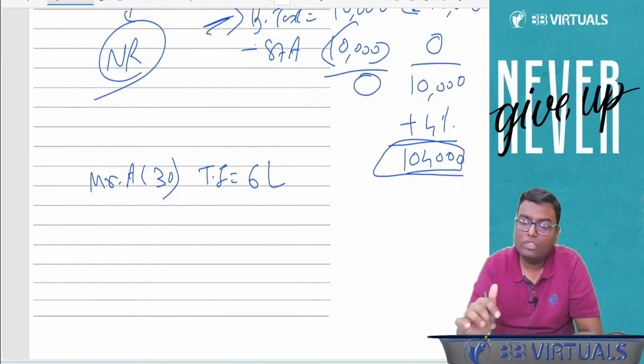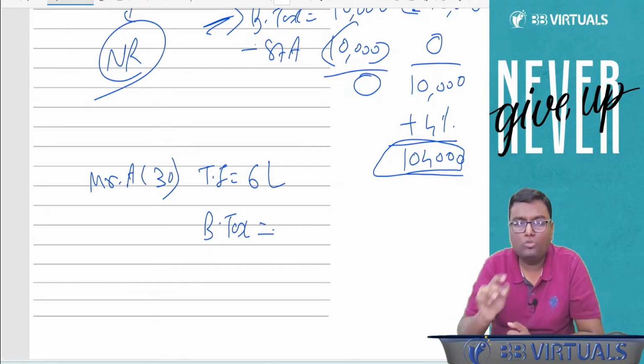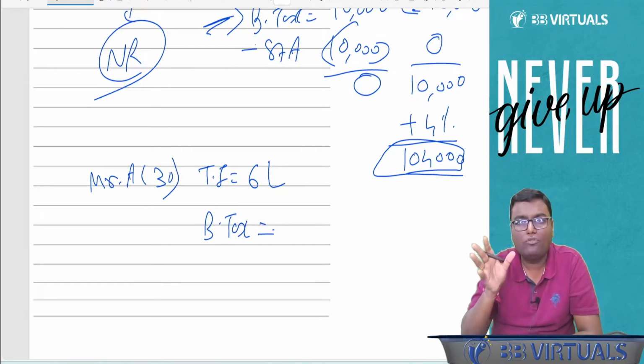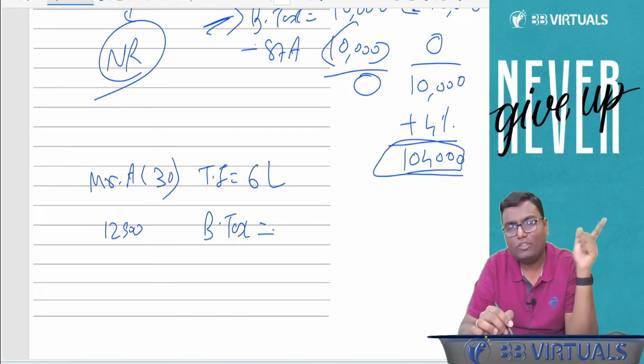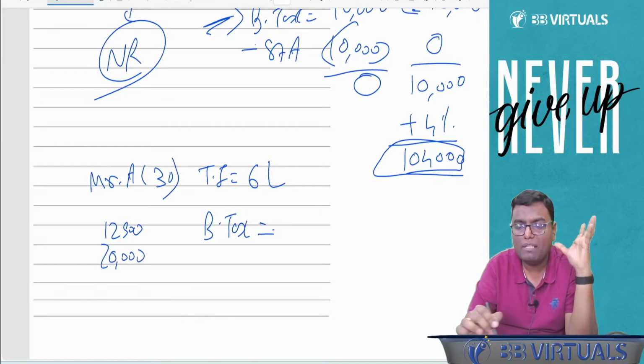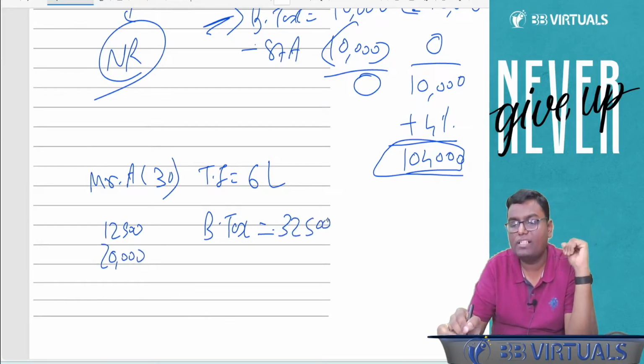First, what do I have to calculate? Basic tax. How much basic tax will be there? Up to 2,50,000 zero. 2.5 to 5 lakh, it will be 5%. That will be 12,500. 5 to 6 lakh, 20%. 1 lakh into 20% will become 20,000. So total basic tax will become 32,500.